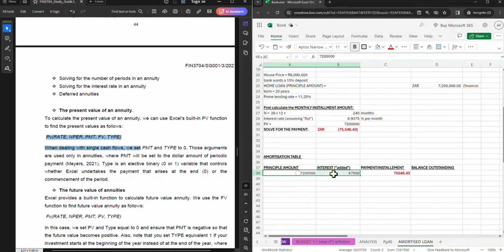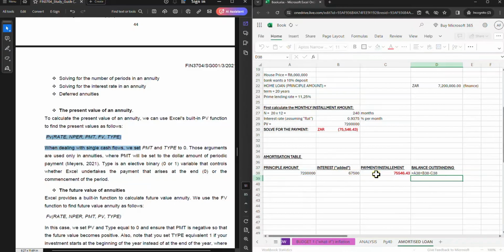Do you agree? Yes. Okay, the balance outstanding is going to be this principal amount plus the interest minus the installment, which gives you the new balance. Are you with me? Yes. Okay, that balance is now going to carry forward. You are then going to have the same working: this times 0.1125 divided by 12, right?